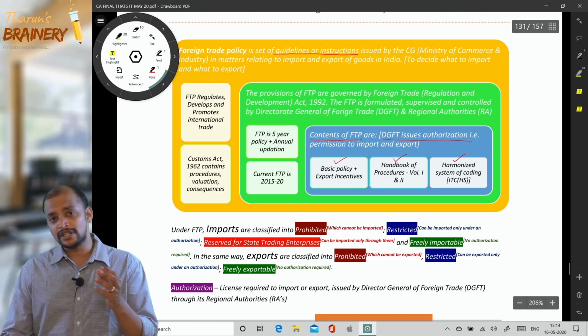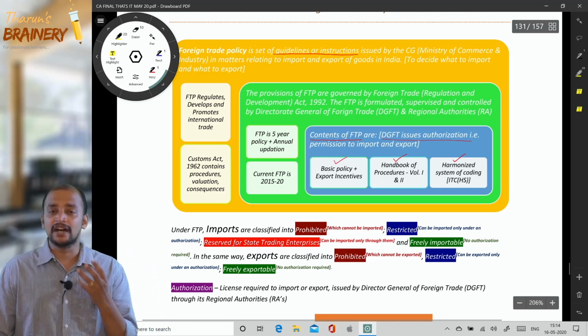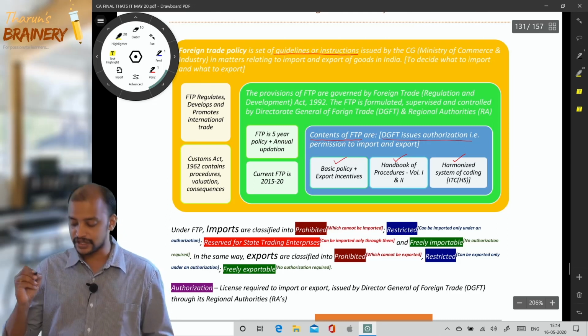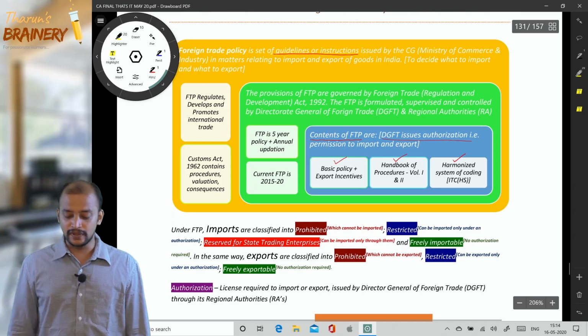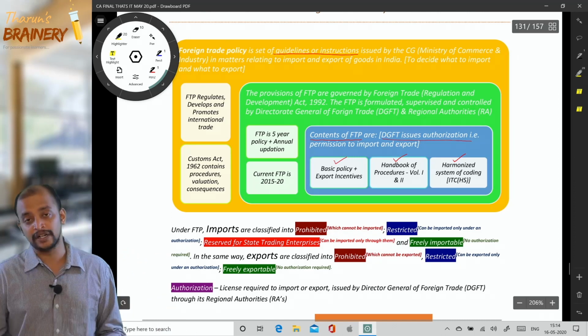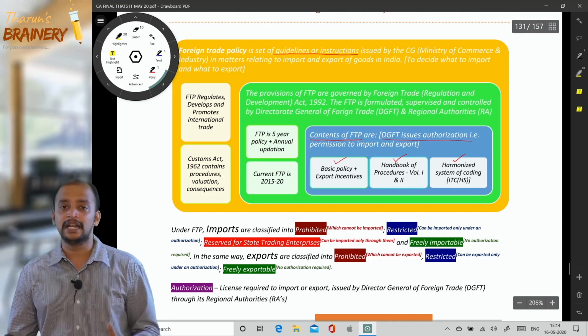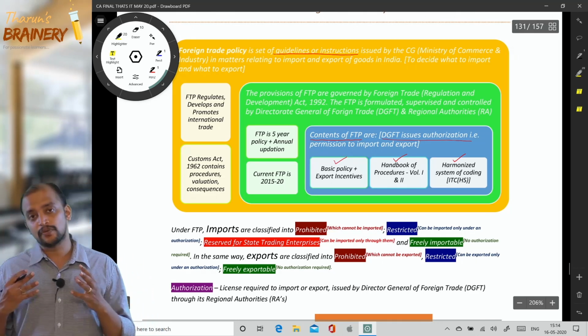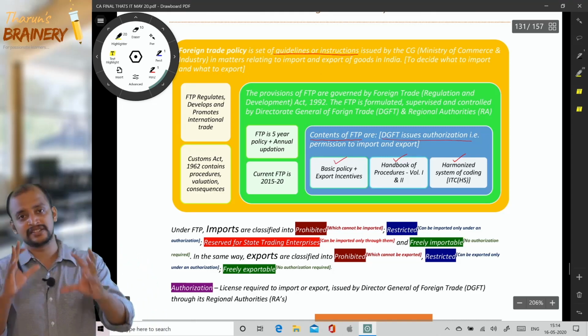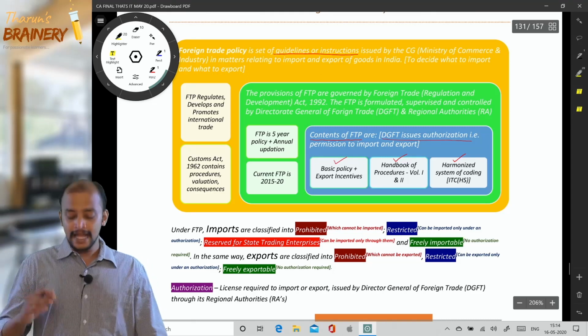Then, the provisions of foreign trade policy should be governed by an act. And what is that act? Foreign Trade Regulation and Development Act 1992. And this will be formulated and developed by DGFT, Directorate General of Foreign Trade, and implemented by regional authorities. So whatever the basic aspect of foreign trade policy I have discussed is in this particular chart.